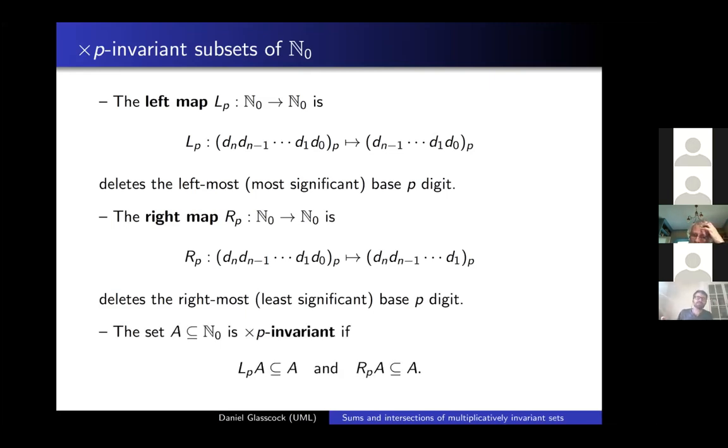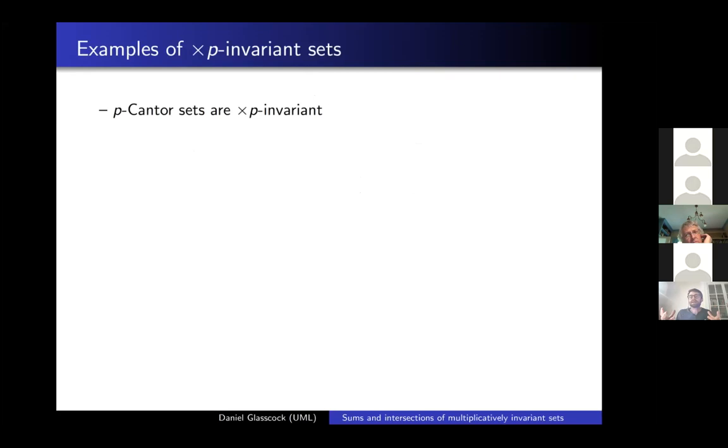And then a set is times P invariant if it's invariant under both the left map and the right map. So a P-Cantor set is times P invariant, because a P-Cantor set just tells you which digits are allowed to appear. And that's clearly invariant if I start deleting digits, right? If I take a word that only has some restricted number of digits and I delete letters, of course, the resulting words that appear still only have those letters. So p-Cantor sets are times p invariant.